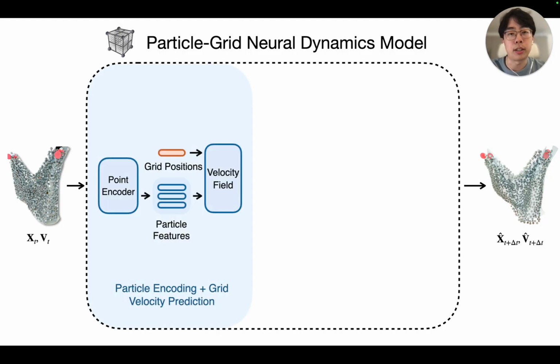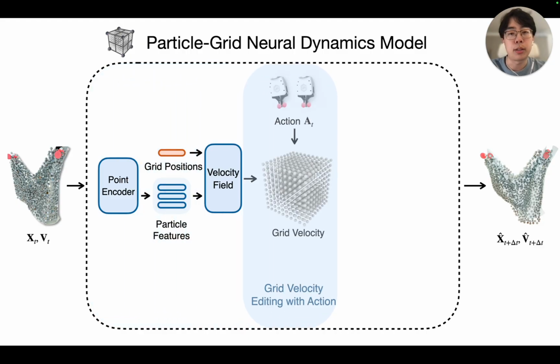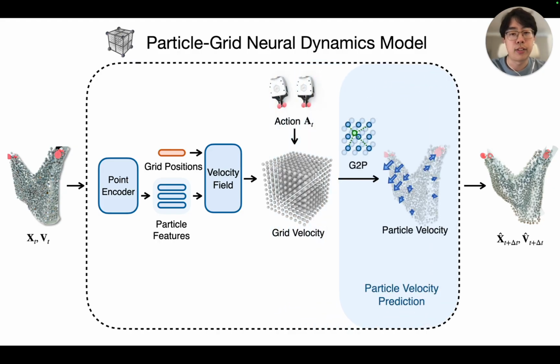First, the model encodes particles and predicts grid velocities with a point encoder and a neural velocity field. The model then incorporates robot actions and collision boundaries with grid velocity editing. Finally, the velocities are transferred back from grid to dense particles with a grid-to-particle interpolation, providing the next step per particle velocity predictions.